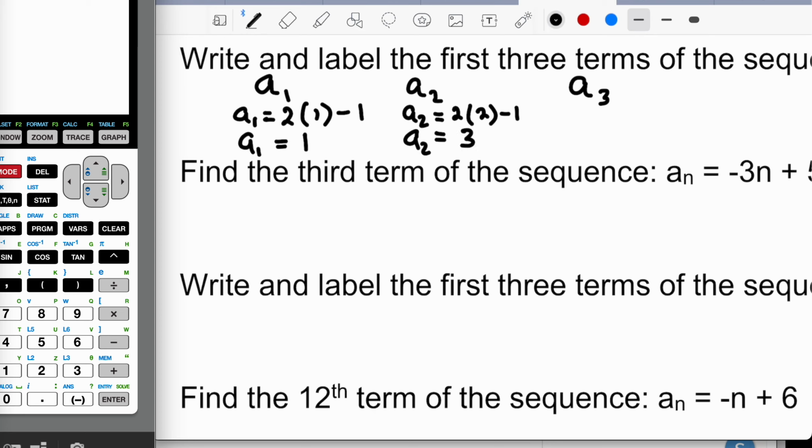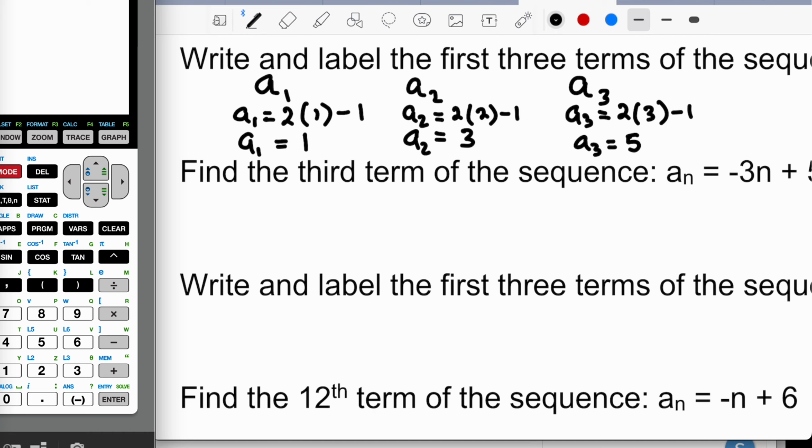For simple equations, you probably wouldn't even think to use a calculator, but when you start getting some funky decimals involved in your relationship, then the calculator becomes handy. And I'll show you that in a little bit. A sub 3 would be 2 times 3 minus 1, so a sub 3 is equal to 5. These are the first 3 terms of the sequence: 1, 3, and 5.